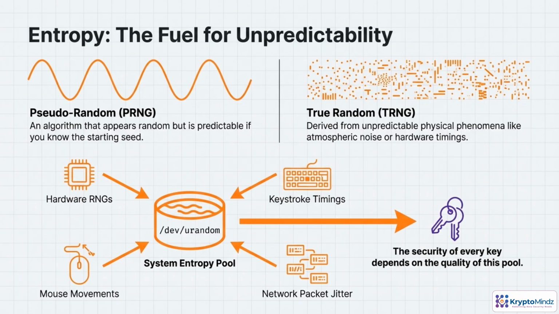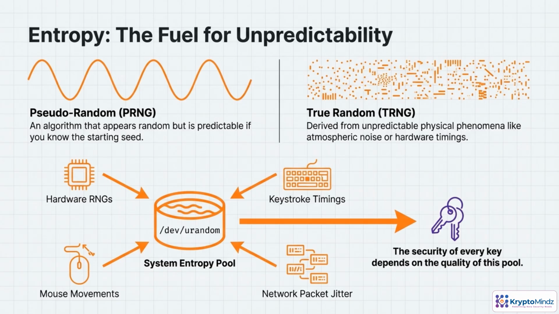Modern operating systems maintain an entropy pool. On Linux and Unix, this is accessed through /dev/urandom. On Windows, it's CryptGenRandom. The OS collects entropy from multiple sources and mixes them together. When you need random values, you request them from this pool. Now, here's where things can go very wrong. If your entropy sources are weak or predictable, your entire security fails.